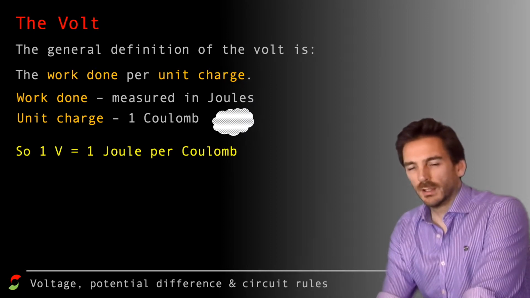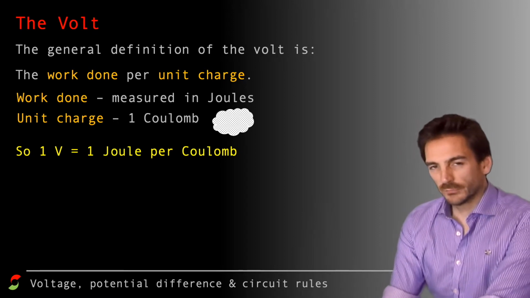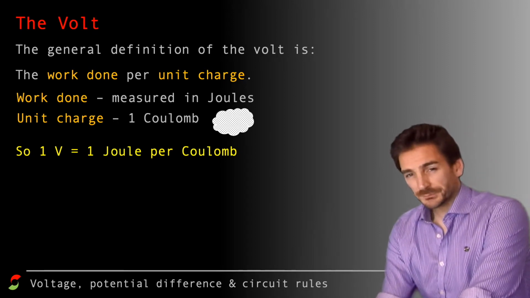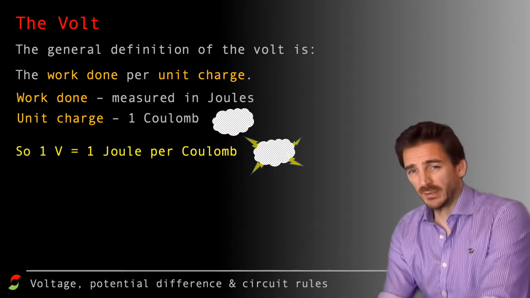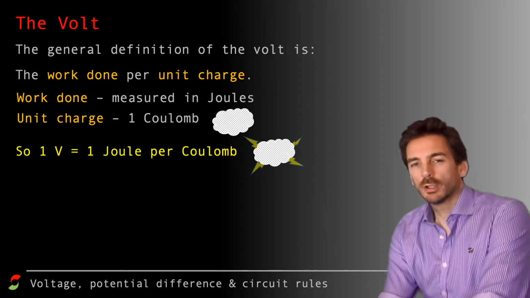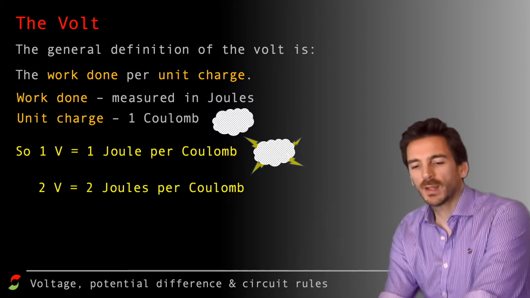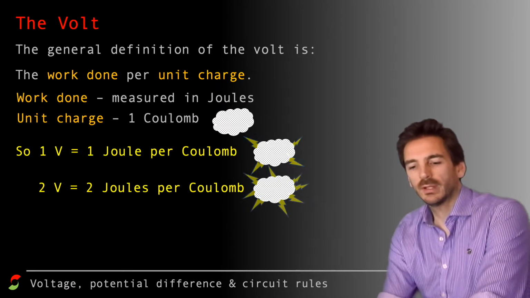If we break down what 1 volt means, 1 volt means 1 joule per coulomb. So we've got our visual aid: 1 joule of energy, the lightning, linked to this 1 coulomb, the cloud. And 2 volts is 2 joules per coulomb. So we've still got the same coulomb, but it's got more electrical energy associated with it.